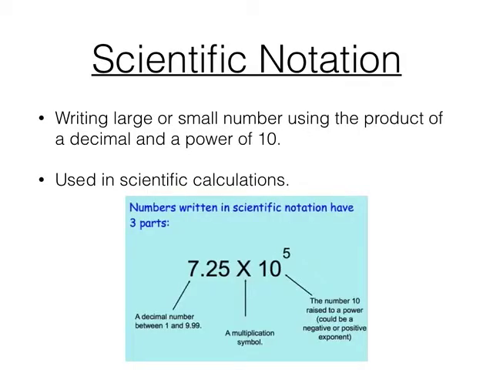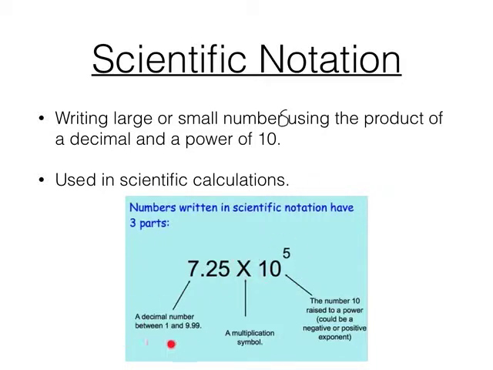First of all, what is it? Then we'll talk about the purpose. We're using it to write, well, this really is the purpose, very large or very small numbers, using the product of a decimal and a power of 10. Scientific notation should look like so. We use it in scientific calculations. It should have a coefficient times a power of 10.